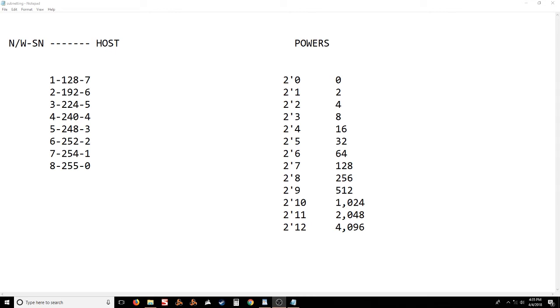So since we know we're dealing with the number 6, does 6 go into 4? No. Does it go into 8? Absolutely. So 2 to the 3rd power is 8. So our magic number is going to be 3. So we'll go over to our subnet side, and we know that our number is 3, and it's going to be 224 as our mask, which is a CIDR 27 with 5 host bits left over.